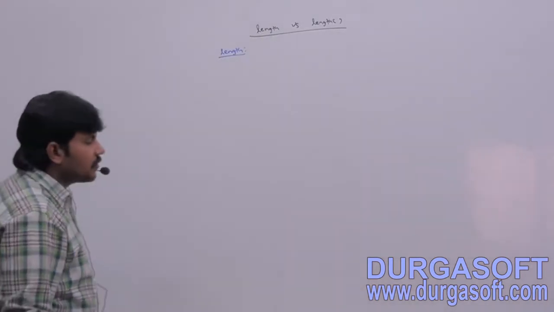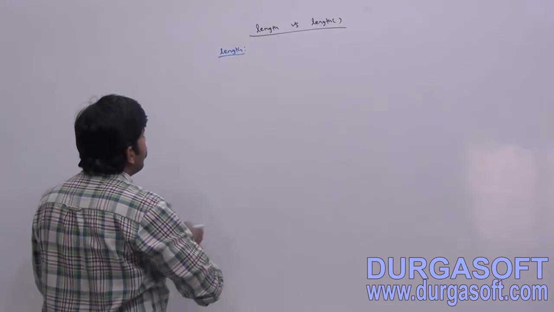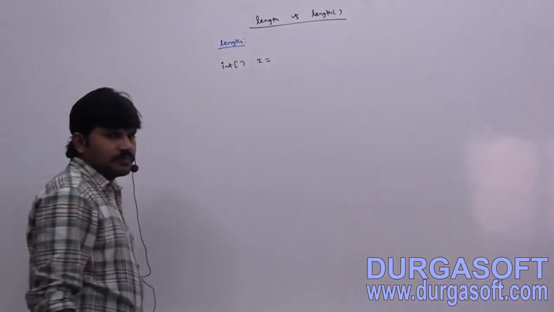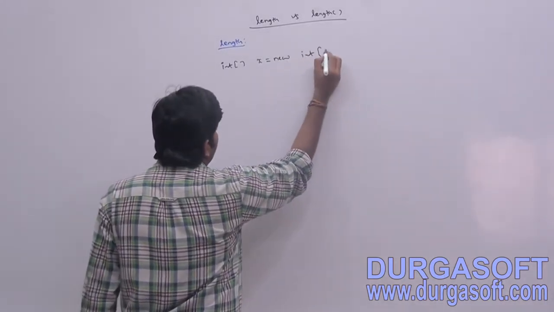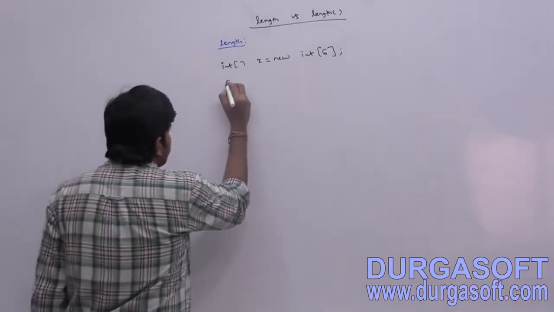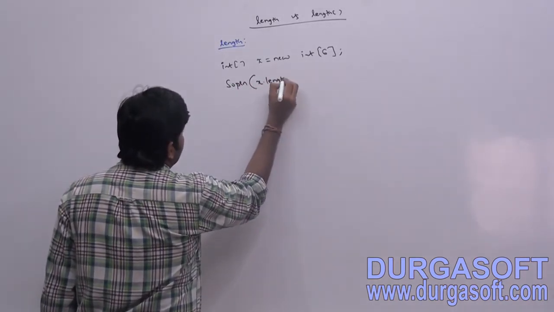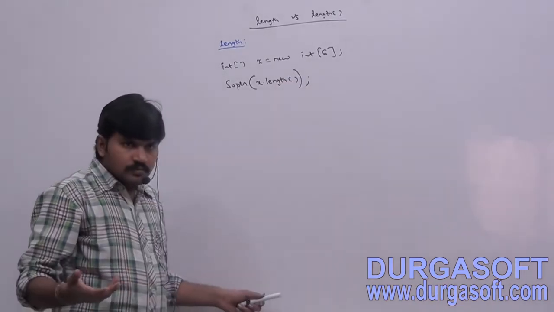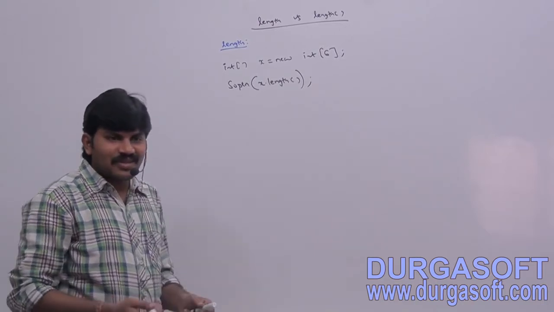Here, just observe. I am taking int array x is equal to new int array of 6. System.out.println(x.length). Sir, can you tell what the answer is? What answer are we going to get?